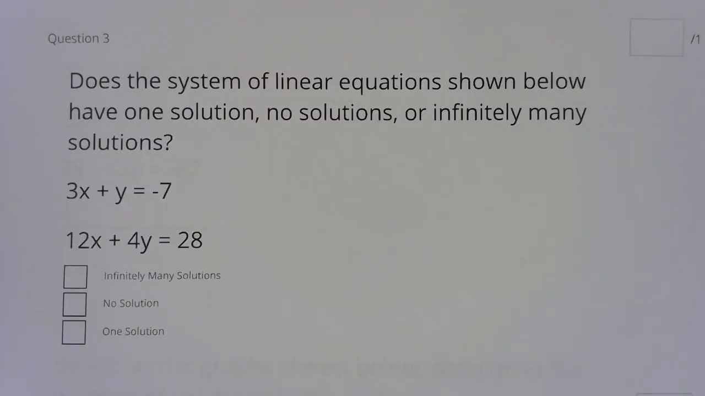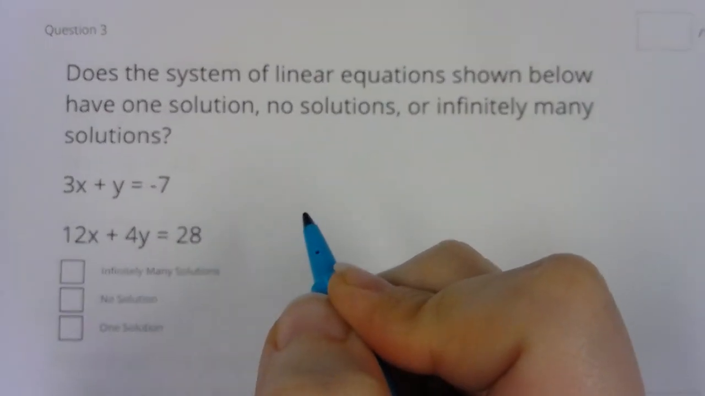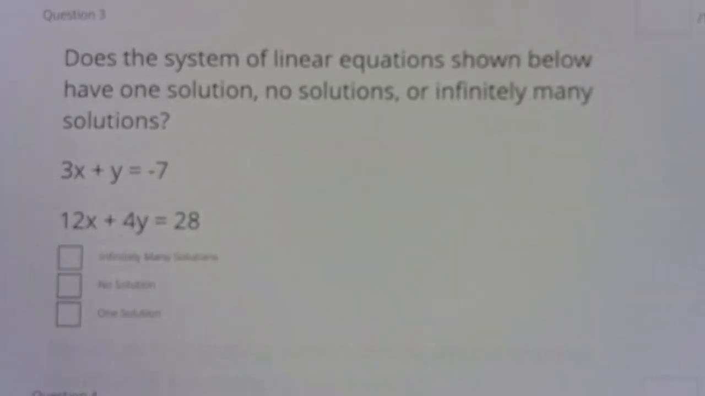So question 3 is asking us, does the system of linear equations shown below have one solution, no solutions, or infinitely many solutions? So we would need to solve this in the method of your choice, or you could solve them both for y and compare the slopes and y-intercepts and things like that. For this one, I might just go ahead and solve it however you would like.